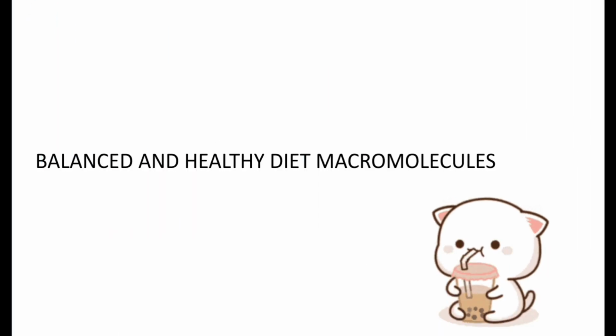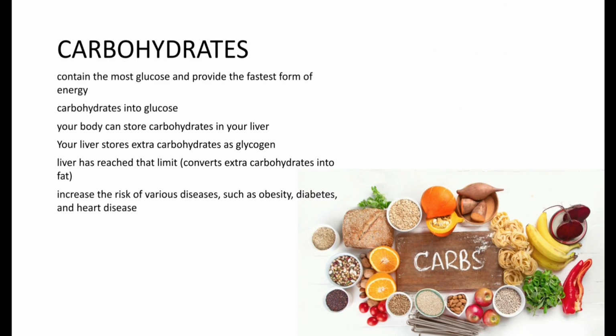Moving on to the next part, balanced and healthy diet macromolecules. There are three nutrients, carbohydrate, protein, and fat, that contain calories your body uses for energy. The first one, carbohydrate. Carbohydrate contains the most glucose and provides the fastest form of energy. Your body converts carbohydrate into glucose, which it uses immediately to energize your body. Your body can also store carbohydrate in your liver.